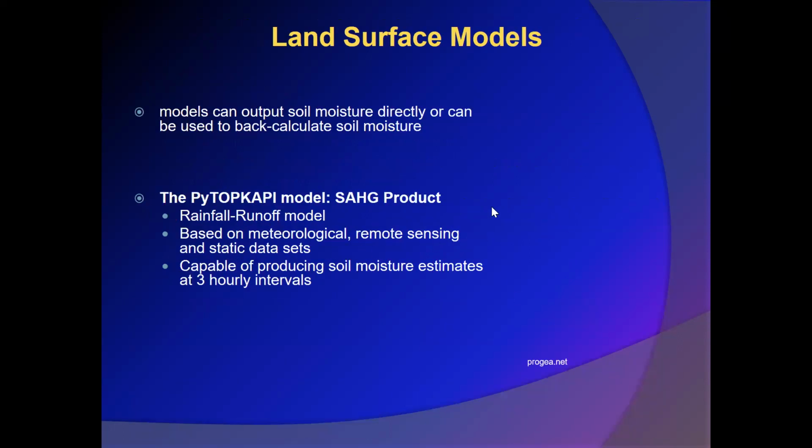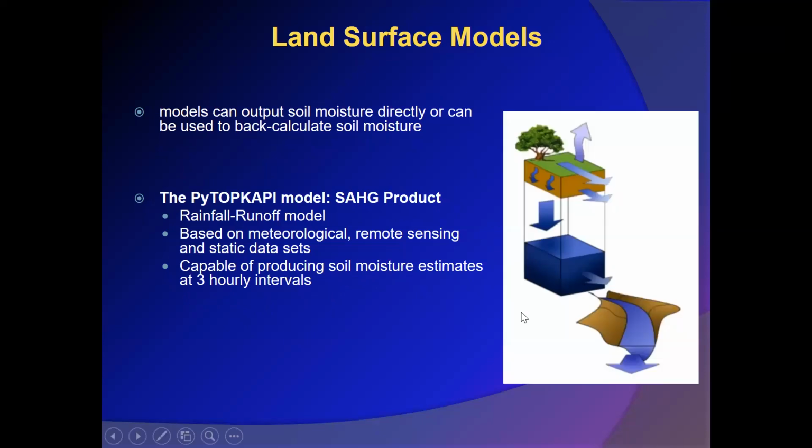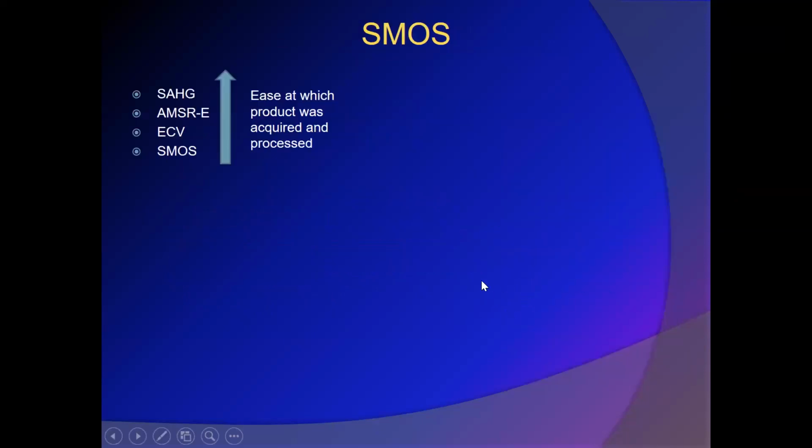You can also use land surface models. I've got an example here, the PyTOPCAPI. This was a model that was produced here in South Africa at the University of Natal in the SAG group. They looked at the PyTOPCAPI model, which worked off the TOPKAPI model, the Italian model, and used remote sensing information to estimate soil moisture at 3-hour intervals. And it was actually quite a wonderful product. Unfortunately, when the research stopped, the data set stopped along with it. So that was a nice product that could be used as a modeled product.